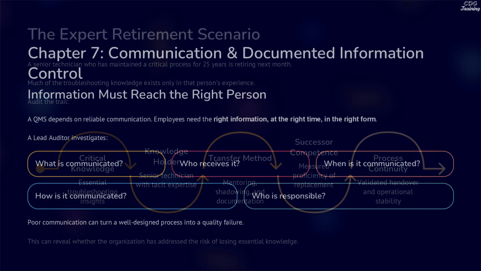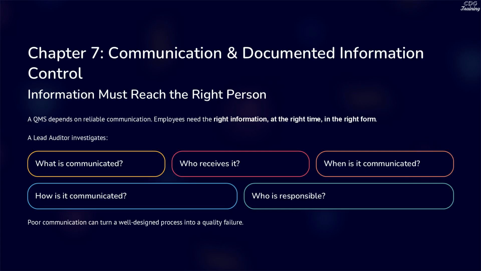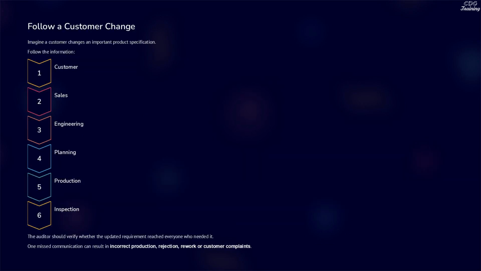Effective communication ensures the right information reaches the right person at the right time and in the right form. A lead auditor investigates key questions about communication processes to prevent quality failures. When a customer change occurs, it's crucial to follow the information through each department to ensure everyone is updated. This prevents errors like incorrect production or customer complaints.